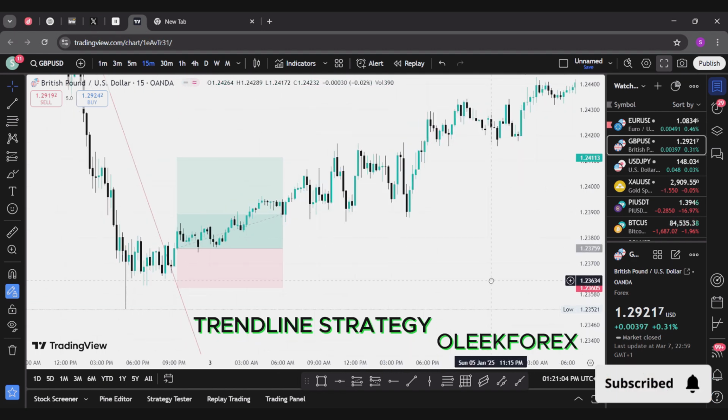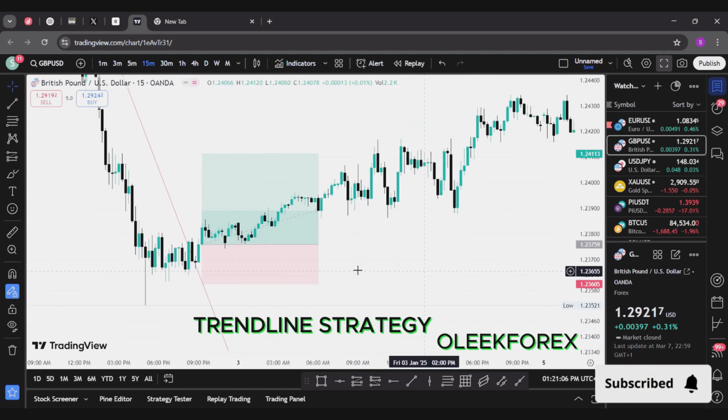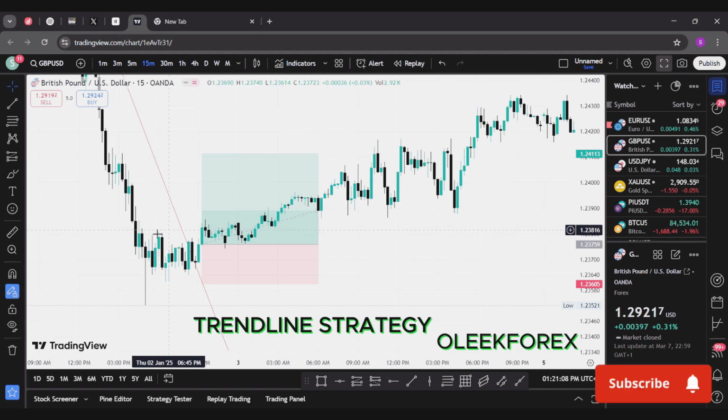For example, this is a 15-minute time frame. You can see this is a swing high, and a low here. But guess what? When the market moves to break this trend line, look at what it did. It gave a break. We call it break of structure.